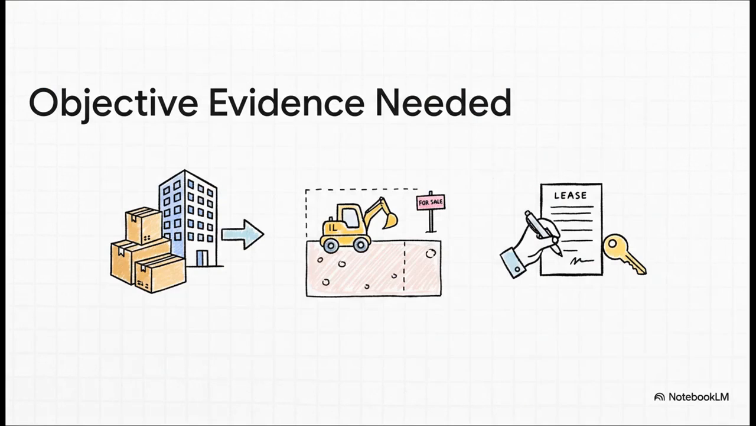So what actually counts as proof? Well, you need something we call objective evidence. This means things you can actually see, touch, and verify. For example, have you actually started moving employees into the building? Have you literally broken ground on a new development project to sell the property? Has a new tenant signed a lease and actually started their operations? These are the kinds of actions that actually trigger a change in classification.